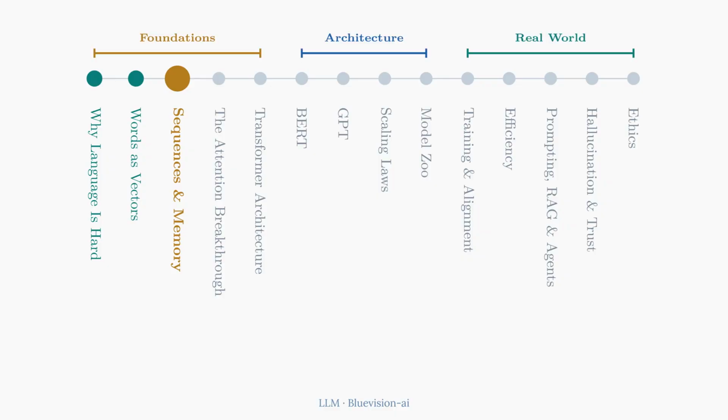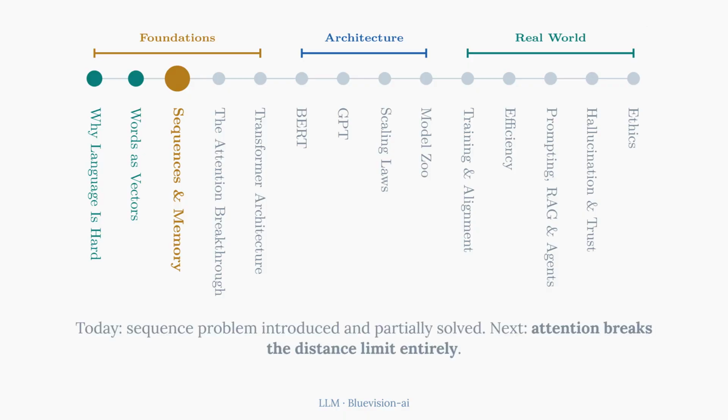The rest of the journey. Sessions 4 and 5 introduce attention and the transformer, the architecture that powers every large language model in use today. Then BERT, GPT, scaling, alignment, efficiency, the full picture of modern AI. Today we introduced the sequence problem and partially solved it. Next time, we break the distance limit entirely.